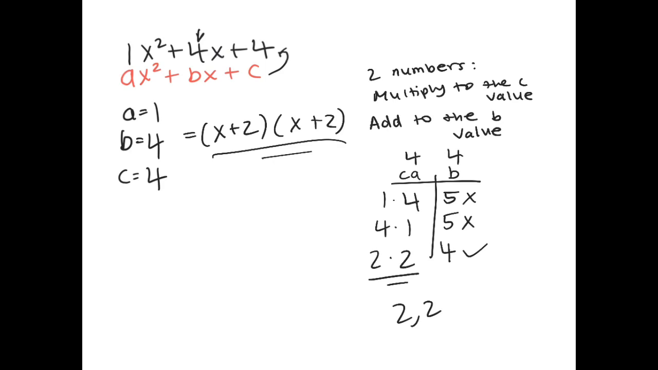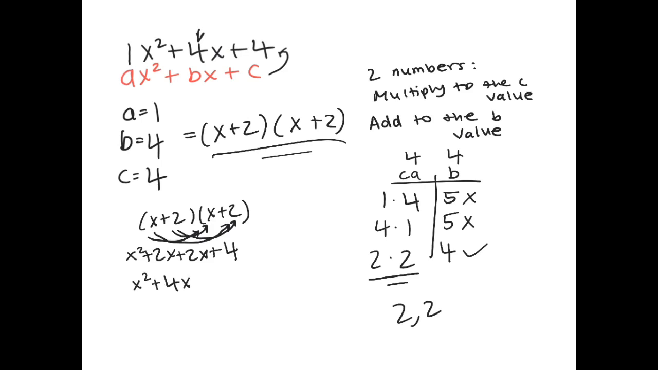Now we'll go ahead and check that. So x plus 2 times x plus 2. We'll expand this, so x times x is x squared. X times 2 is plus 2x. 2 times x is plus 2x. 2 times 2 is 4. So x squared, 2x plus 2x is 4x, so plus 4x, and plus 4. That's our original equation, so we know that our solution is correct.